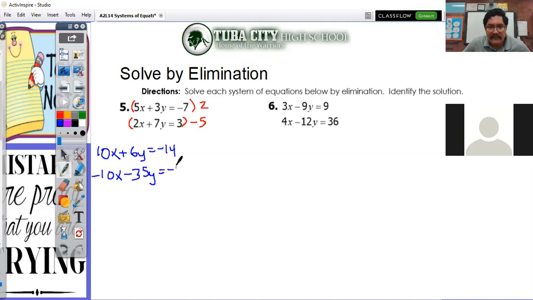Equals negative 15. All right, now we got both of them. Double check our signs. Let's go ahead and combine these and see what we get. So let's see. Negative 35 plus 6. So it's 35 minus 6, which is 29. But it is going to be negative, so negative 29.